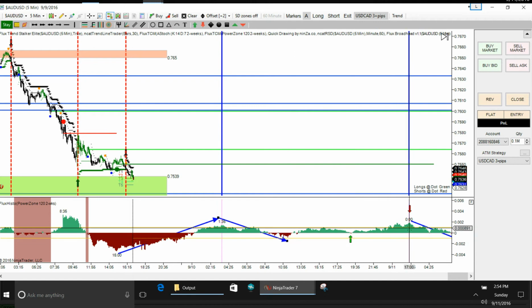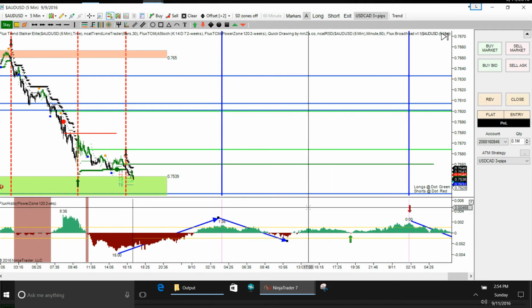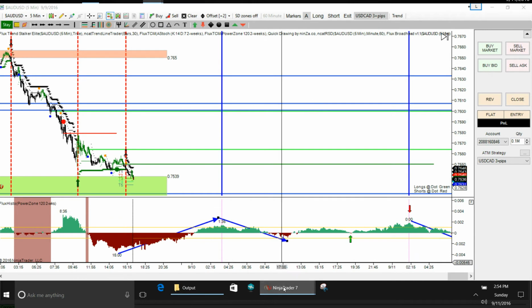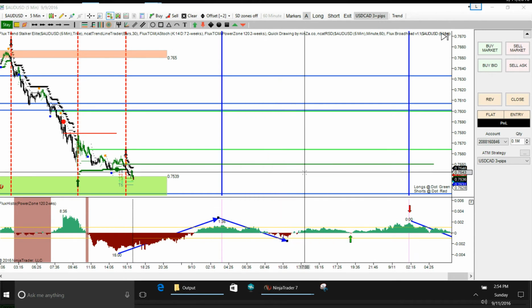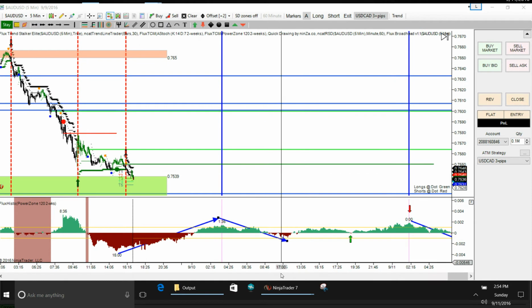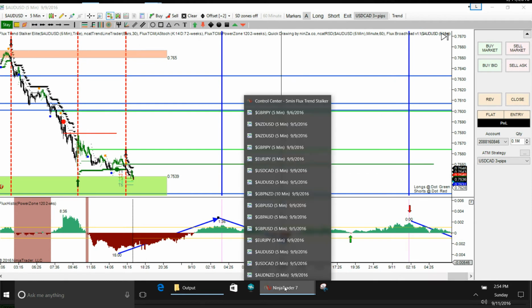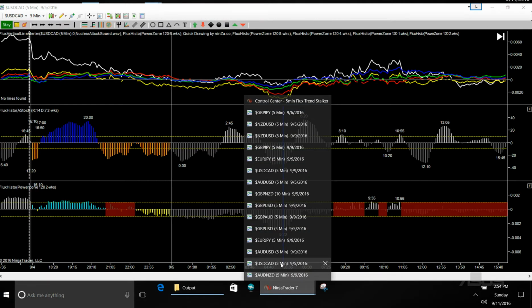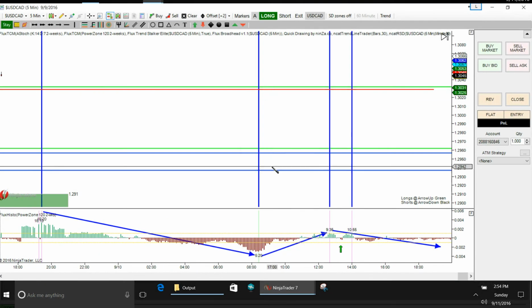Then we got another short sell here at 12 a.m. in the morning, the next day. So that's what I'm looking at. That's the Aussie U.S. dollar. But definitely Aussie's going down. It's going to pull back, but I'm looking to sell Aussie U.S. dollar.